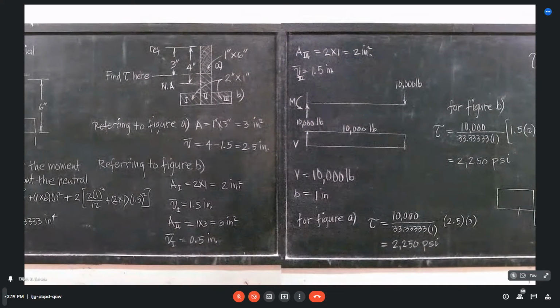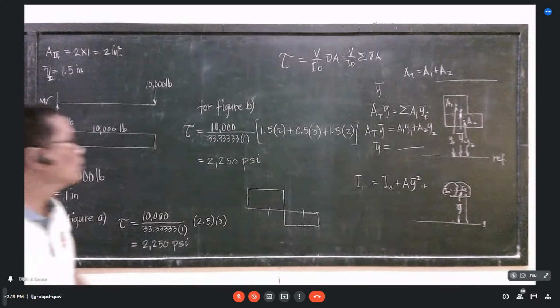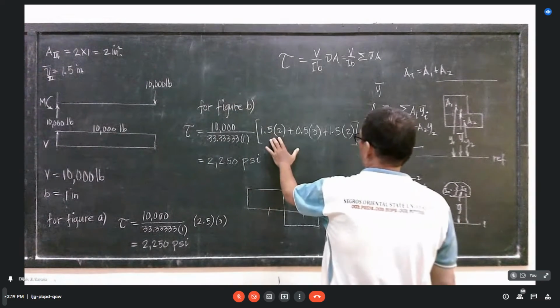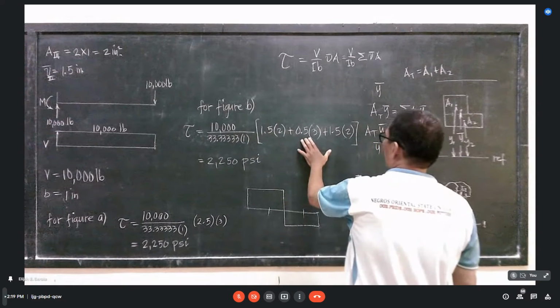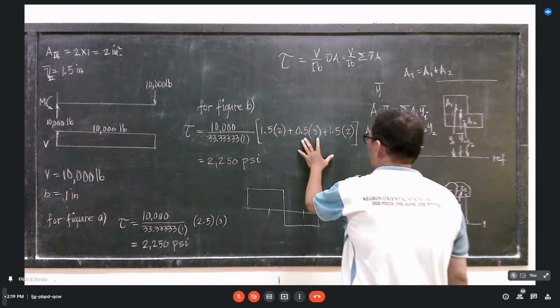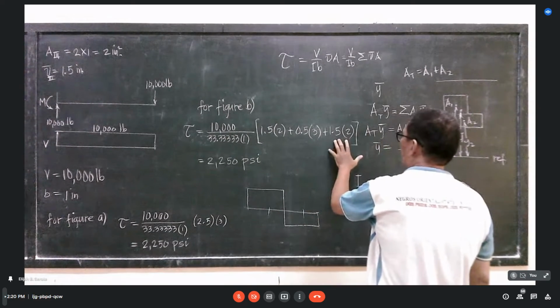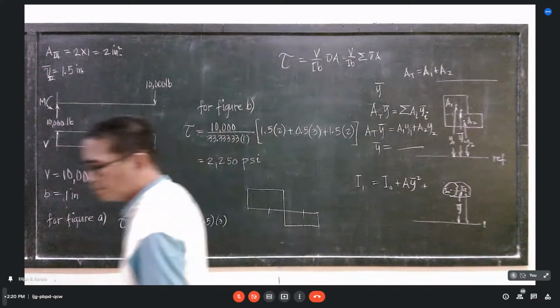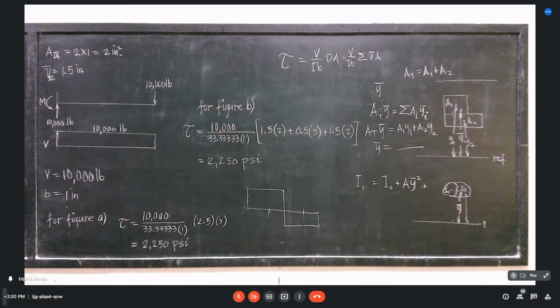Okay? Muna siya, no? So, 1.5 times 2. This is for the first figure. The second figure is 0.5 times 3. And the third figure is 1.5 times 2. And you try to compute this. 2,250. Okay, sir.